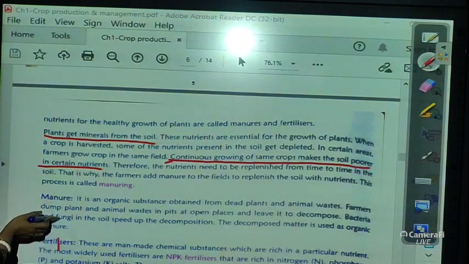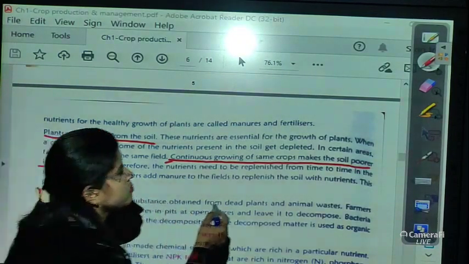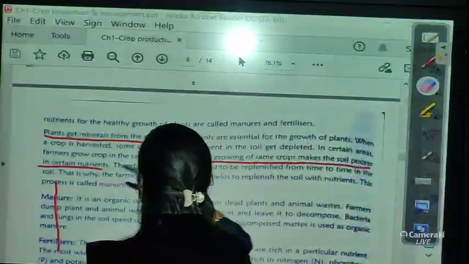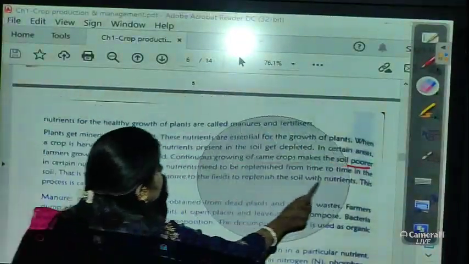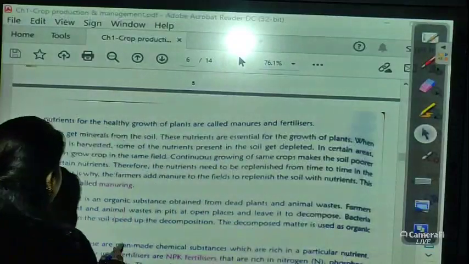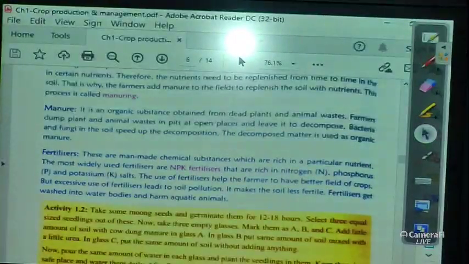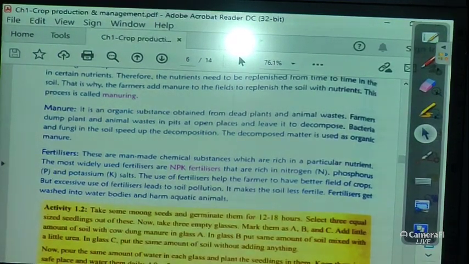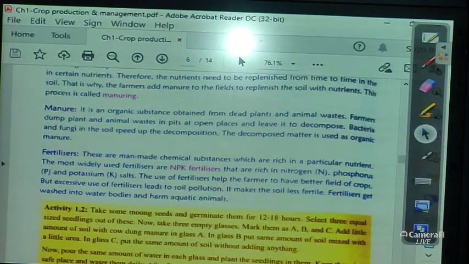Okay, so now what is manure? Manure is an organic substance obtained from dead plants and animal wastes. From where do we get it? We get it from dead plants and animal wastes. Farmers dump plants and animal waste in pits at open places and leave it to decompose.